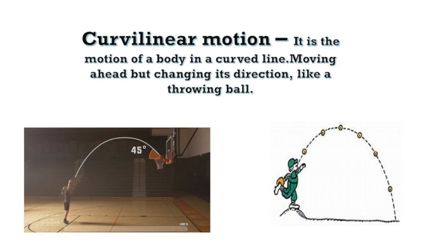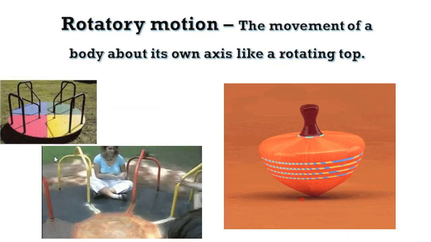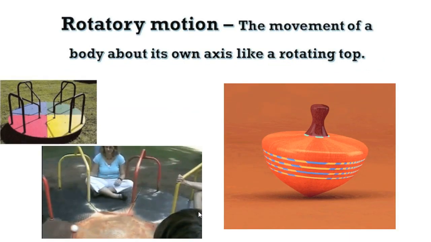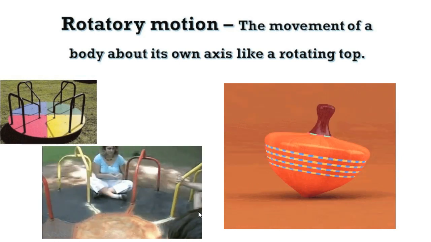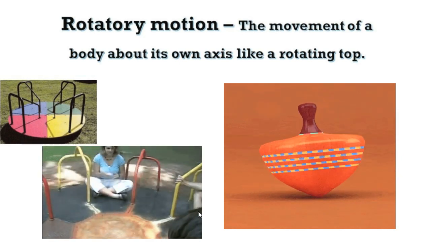Curvilinear motion. It is the motion of a body in a curved line, moving ahead but changing its direction, like a thrown ball. Circular motion. Here, the object is moving in a circle, like a swirling stone tied to a rope, and a person moving in a merry-go-round. Rotatory motion. The movement of a body about its own axis, like a rotating top and a rotating merry-go-round.